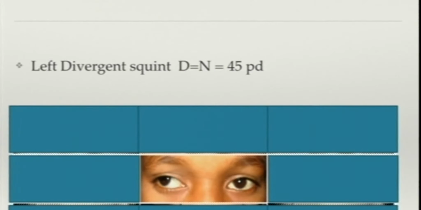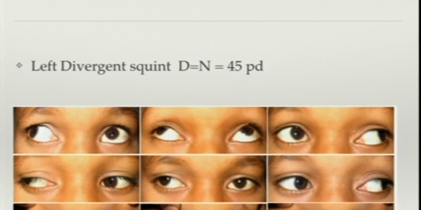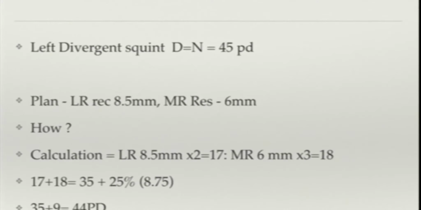Now, this is another case of divergent squint showing 45 prism diopters of exotropia. Again, no incomitance, and the patient is being planned for surgery. We are planning lateral rectus 8 millimeters and medial rectus 6 millimeters. How do we come to this? We multiply the millimeters of LR by 2 and the millimeters of MR by 3. So we get 17 for the lateral rectus and 18 for the medial rectus. When we add them together, we get 35, and when we do RNR together, we get 25% more effect, which is around 8.75. So we're planning to correct around 44 prism diopters in this case of 45 prism diopters.